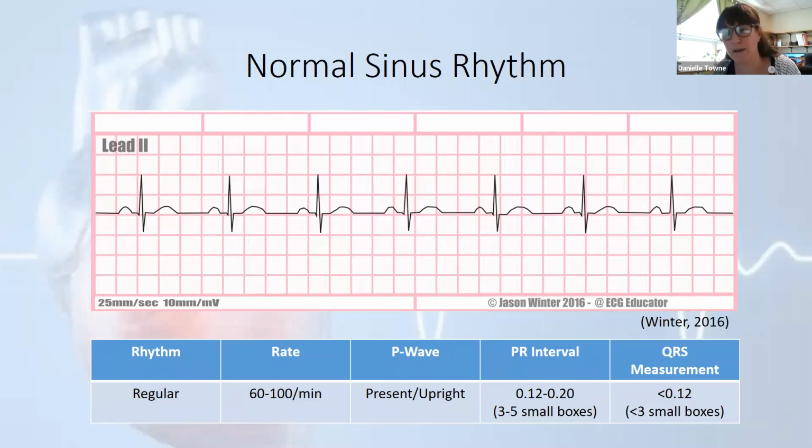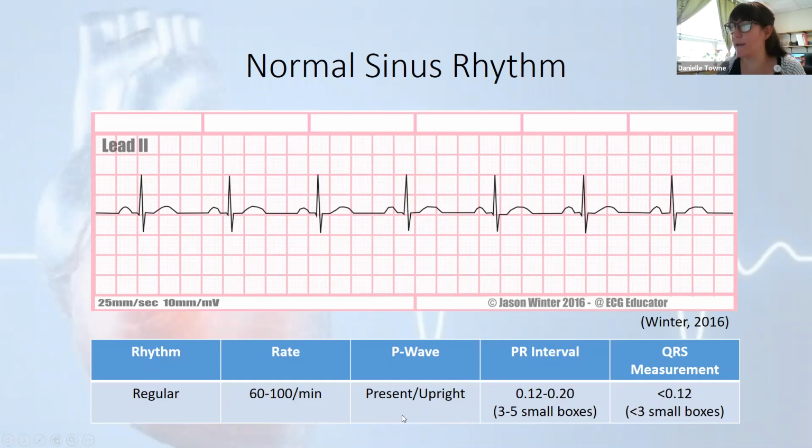And what you're going to notice on the rest of these lectures for all of the rhythms, there's going to be an example of the rhythm here, but then the boxes underneath are going to tell you what's considered normal for that rhythm. So in normal sinus rhythm, we can see that it's regular. Our rate's about 60 to 100.